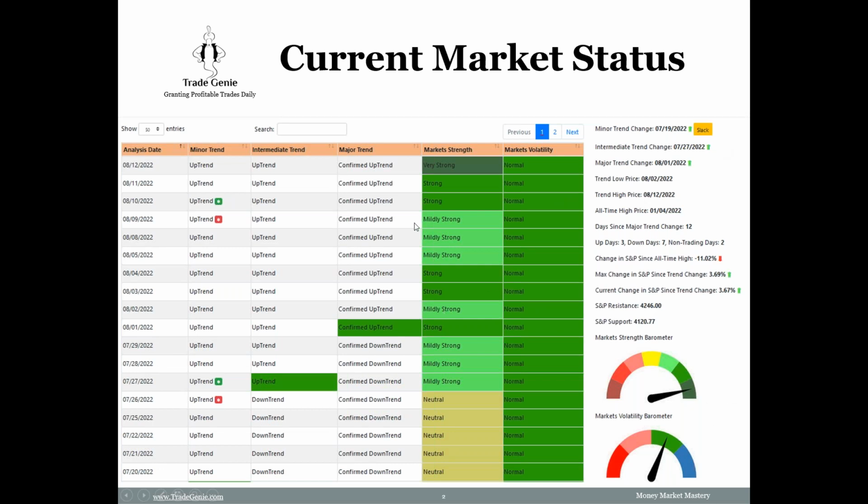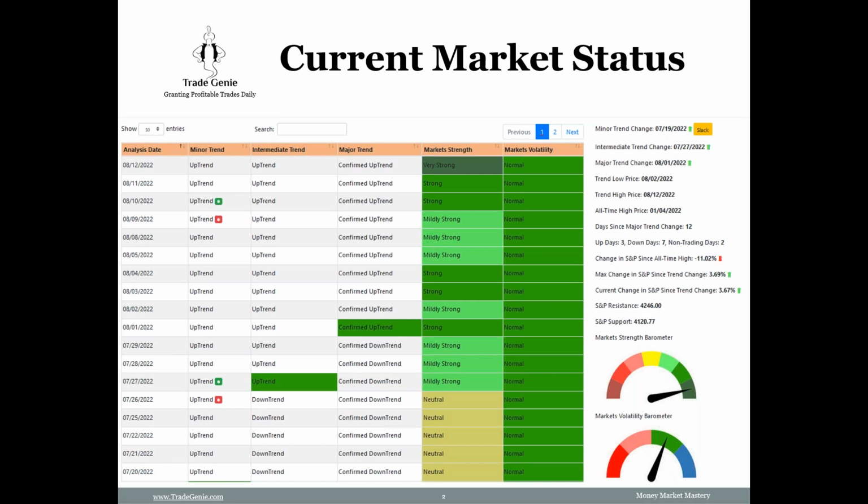By just looking at this report at a glance, you should know the health of the market. The last date on this screenshot shows the 20th of July. There is a row 19th of July. If you have this report, subscribe to the service, which is not that much. On 19th of July, we got the uptrend signal on the minor trend.